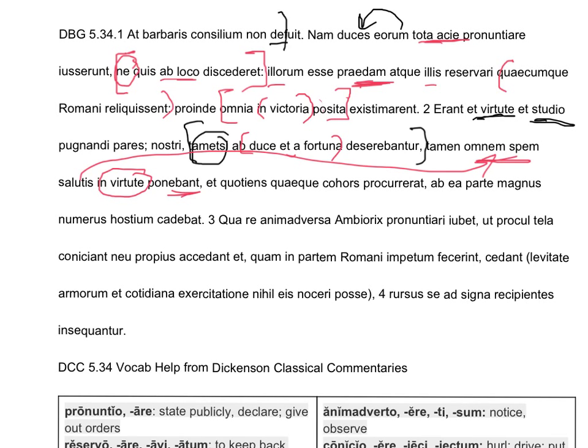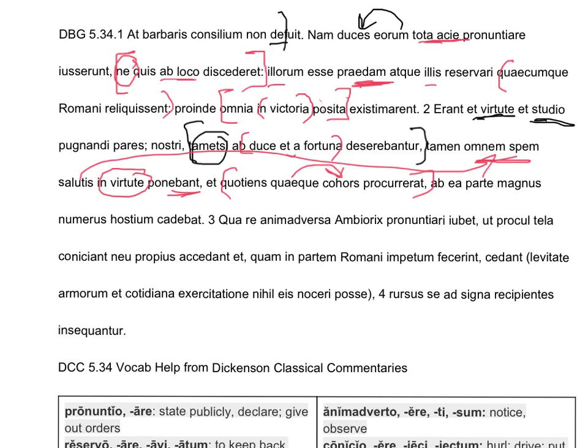And we'll keep going. And quotiens. Okay, new clause coming. Quotiens is a clause marker. It starts there. We'll see where it ends, probably over here. Quaeque cohors. Quaeque goes with cohors. It's acting as a demonstrative pronoun there. Whichever cohort, whenever any cohort rushed forth, had run forth, ab ea parte magnus numerus hostium cadebat.